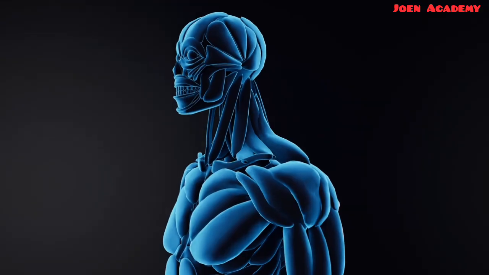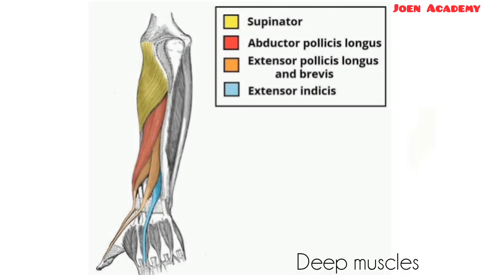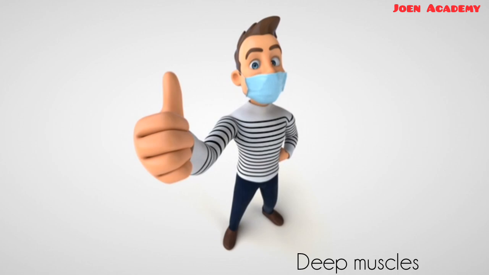Let us have a look at the deep muscles. There are 5 muscles in the deep compartment of the posterior forearm. They are the supinator, abductor pollicis longus, extensor pollicis brevis, extensor pollicis longus, and extensor indicis. With the exception of the supinator, these muscles act on the thumb and the index finger.